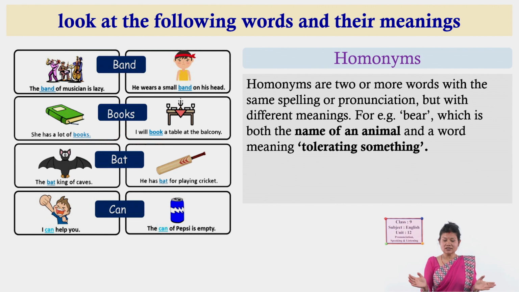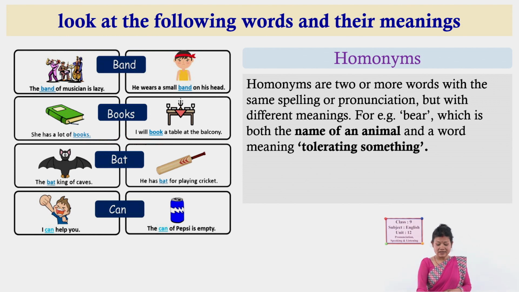They have different meanings. According to the context we have to understand the meaning of the word. For example, bear. Bear is the name of an animal as well, and at the same time bear means to resist something, to tolerate something. I can't bear this anymore. In this sentence, bear means tolerate.